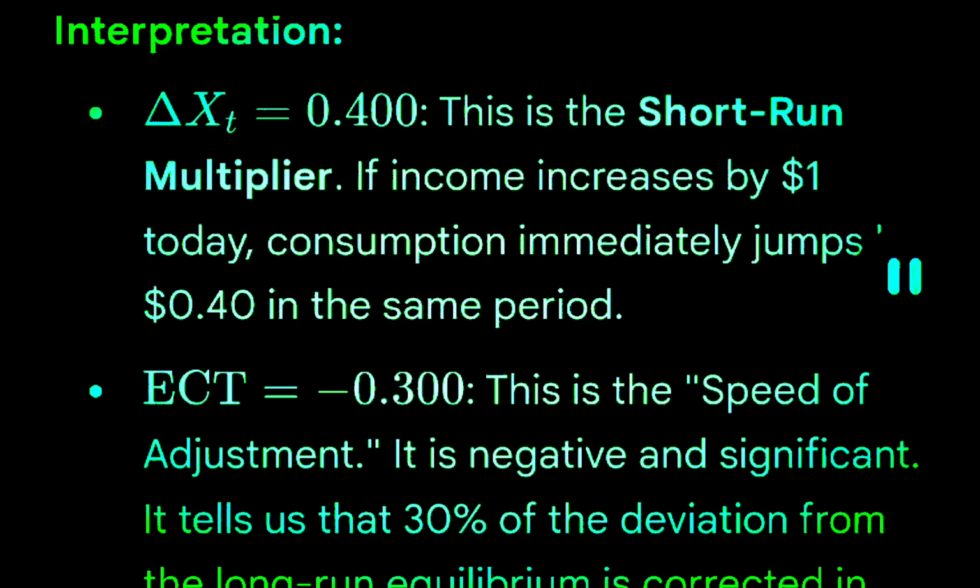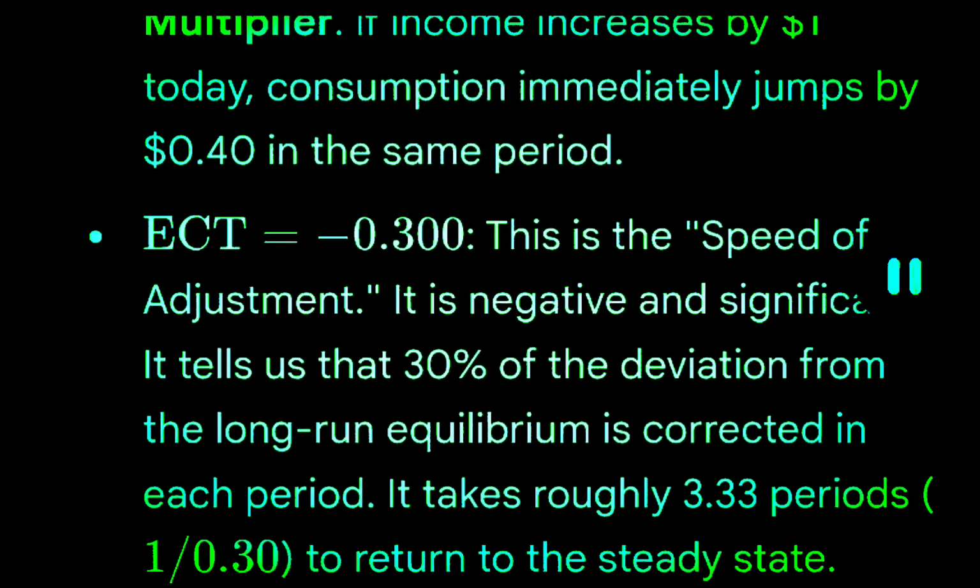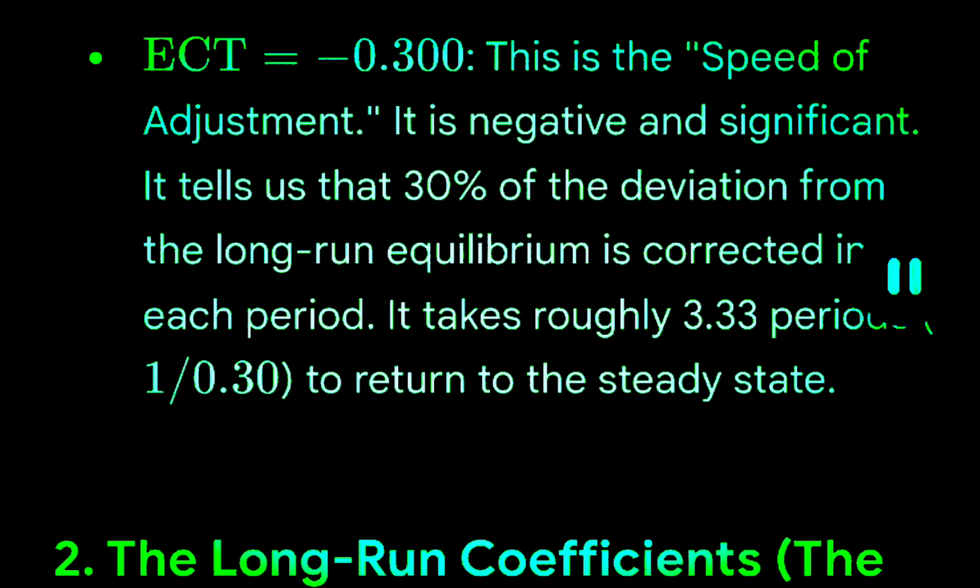This is the short-run multiplier. If income increases by $1 today, consumption immediately jumps by 40 cents in the same period. ECT equals minus 0.300. This is the speed of adjustment. It is negative and significant. It tells us that 30% of the deviation from the long-run equilibrium is corrected in each period. It takes roughly 3.33 periods, 1 over 0.30, to return to the steady state.